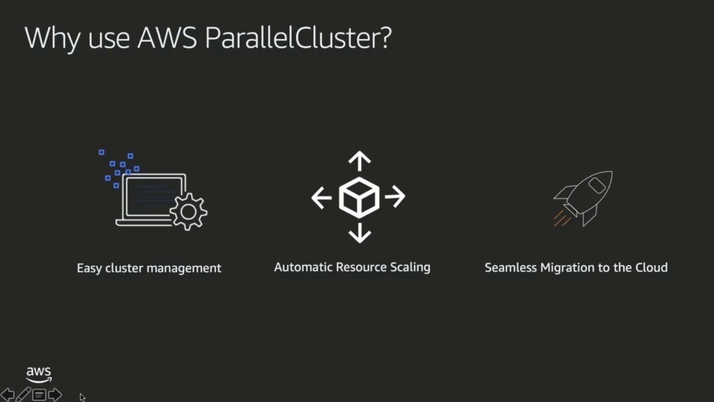Three of the key benefits we've seen for customers using ParallelCluster is that it makes cluster management easy, it includes automatic resource scaling, and it facilitates a seamless customer experience in migrating HPC workloads from on-premises environments to the cloud. This makes it a great choice for all kinds of HPC, from spinning up a quick test cluster to fully migrating all of your HPC workloads.